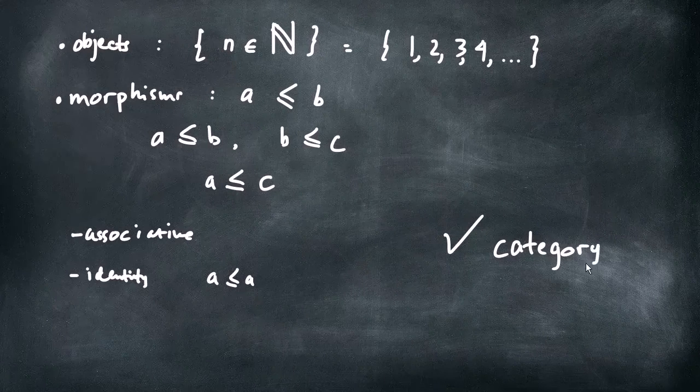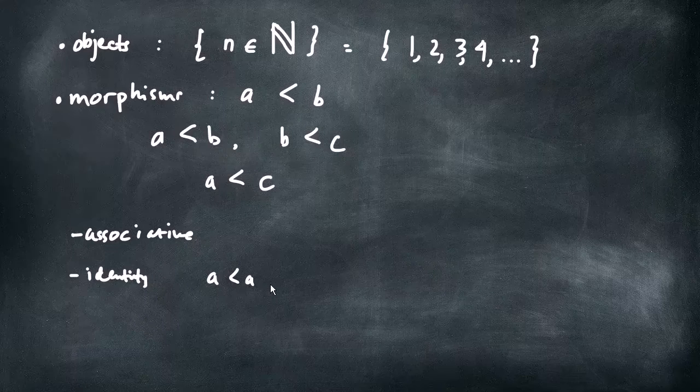However, if we change this morphism, let's remove the equal sign, so we only have the less than sign. Then we see that the identity rule is broken. So we will not have identity. So this is not a category. So this is an example of not a category.